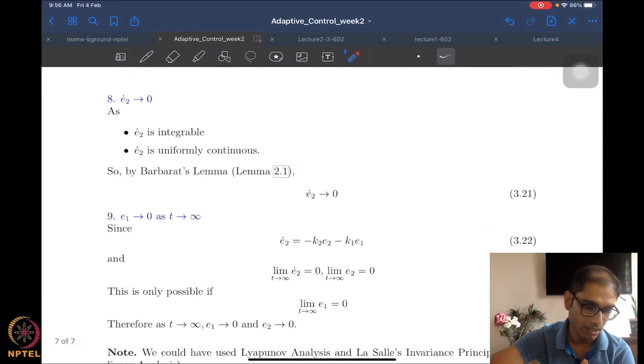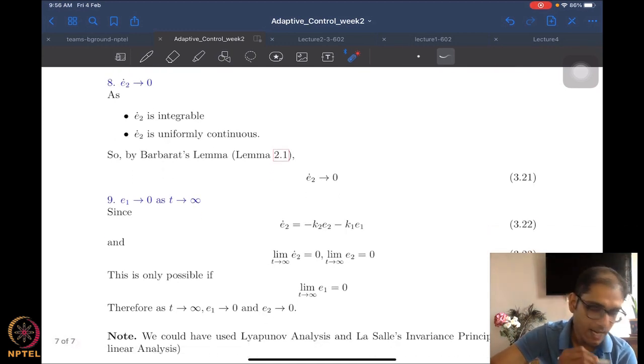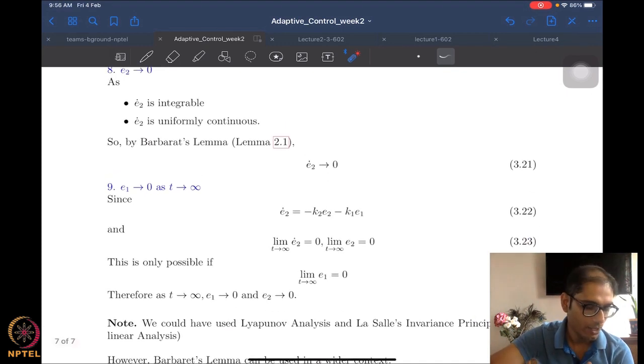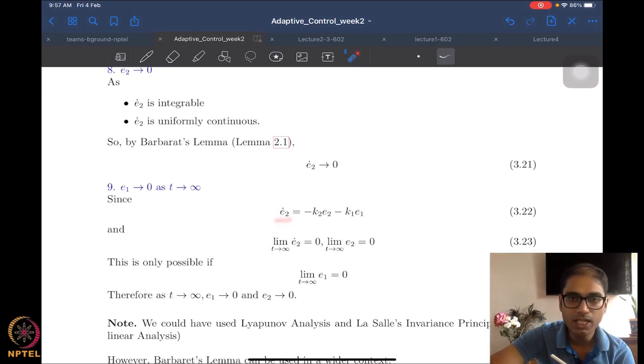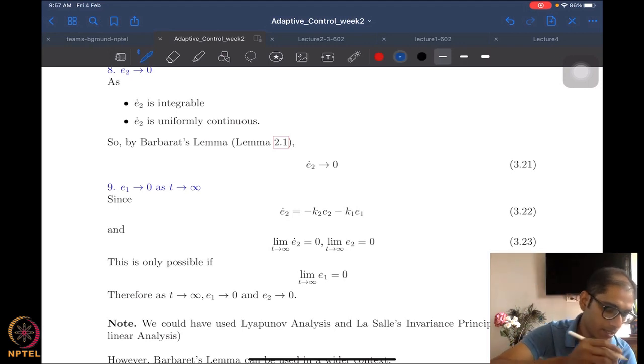All right. Okay, great. So once I have E2 dot goes to zero, the rest of the proof is not difficult at all. Why is that? I immediately claim that E1 also goes to zero. So look at the expression for E2 dot. It is minus k1 e1 minus k2 e2. And here I know that the limit as t goes to infinity of e2 dot is 0, and I know that the limit as t goes to infinity of e2 is 0. So what do I do? I can simply take the limit.